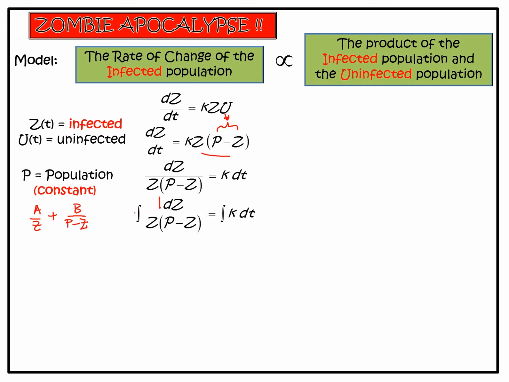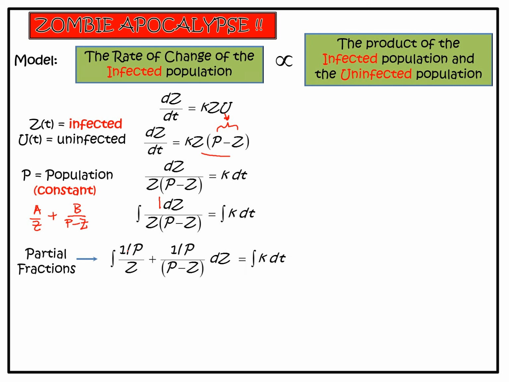If we do the partial fractions, we will get 1 over P and 1 over P as our two constants, A and B. I'll leave you to check the details on that. So on our left-hand side, we've got the integral of (1 over P) divided by z plus the integral of (1 over P) divided by (P minus z), and then on the right-hand side, k times dt. Well, 1 over P is just a constant, so we could pull that out in front.